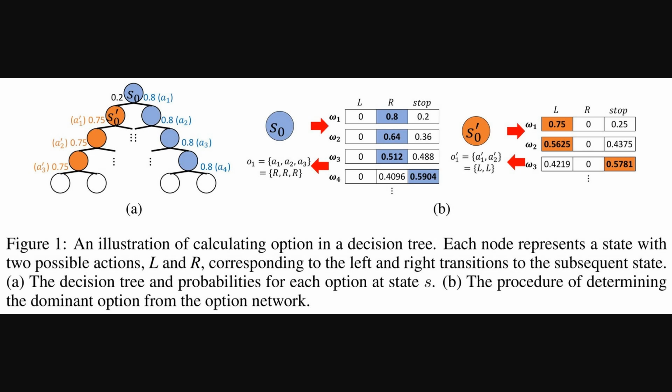So, looking at the first figure here, it gives a nice illustration of how these options are actually calculated within the decision tree. Alright, on the left, you see the tree itself with probabilities for different action sequences. And then on the right, that shows how the option network determines the most likely or dominant option from a given state. It visualizes the core idea of predicting useful action sequences.